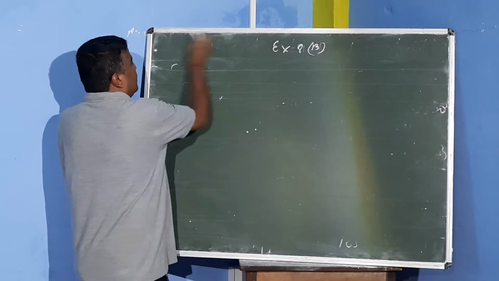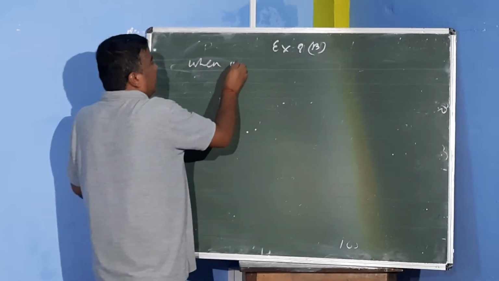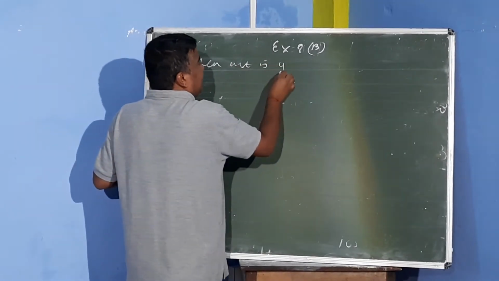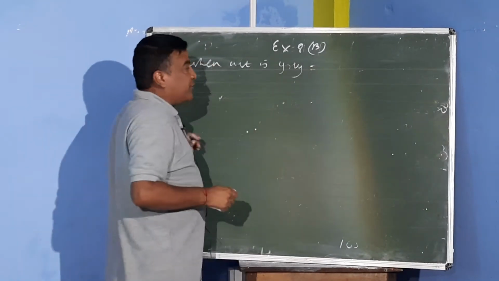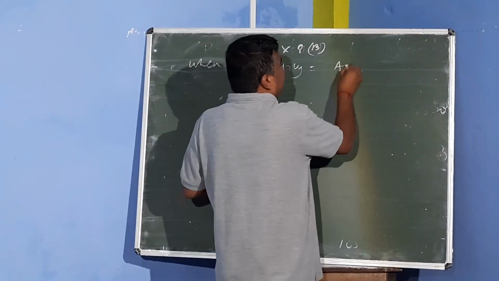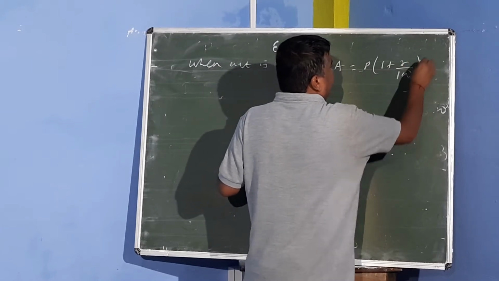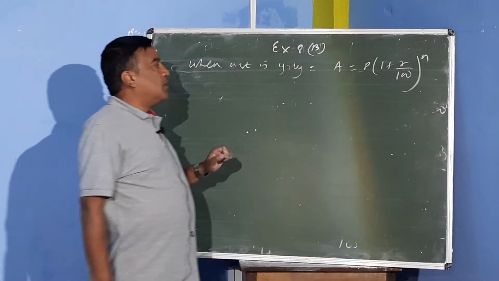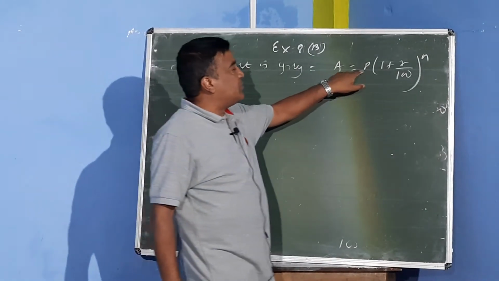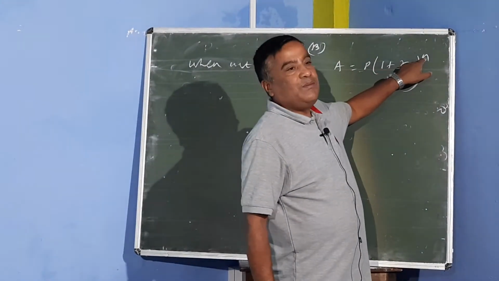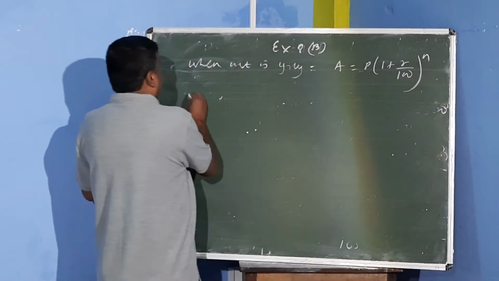When interest is yearly, your formula is A equals P times (1 plus R by 100) to the power n, where A means amount, P means principal, R means rate, and n means time.